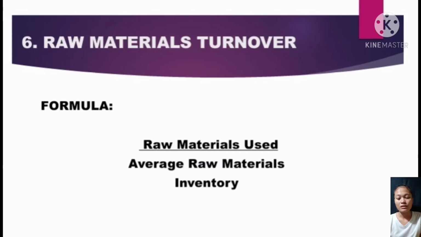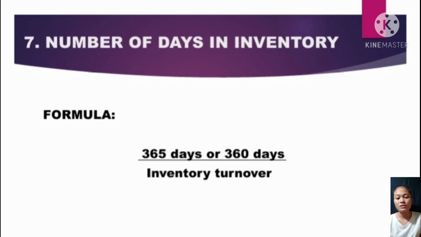Raw materials turnover. The formula is raw materials used divided by average raw materials inventory. Raw materials turnover measures the number of times average raw materials inventory was used during the period. It also indicates the sufficiency of the raw materials available.